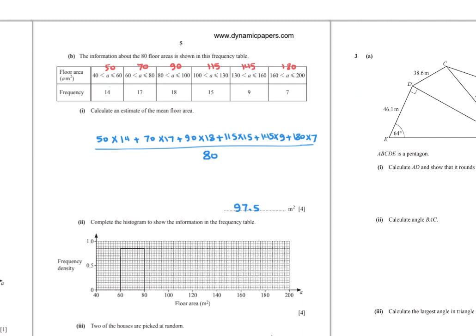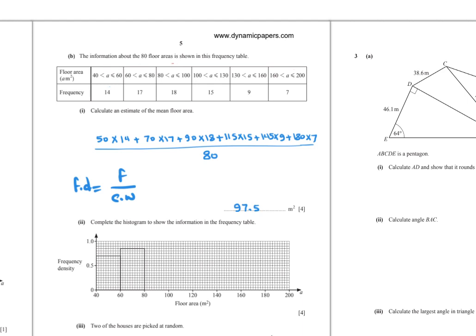Part ii, complete the histogram to show the information in the frequency table. To find the frequency density, to draw the histogram, frequency density equals frequency divided by class width. The first two are drawn for you, so we need to draw the third one. The class width from 80 to 120, so we can write the class width.